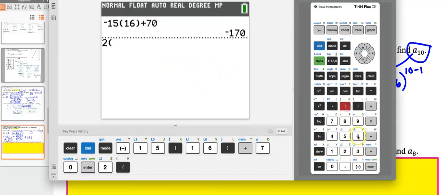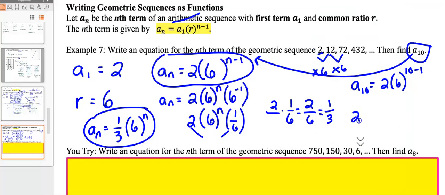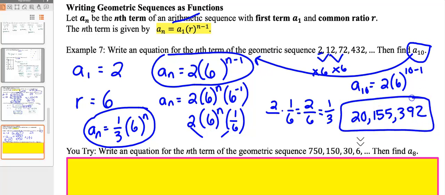So 2 times 6 to the 10 minus 1, which gives us a massive number. Because if I were to multiply 6 over and over and over again 10 times, we would get this number. 20,155,392. That would be the 10th number if you multiplied by 6 10 times. All right, you guys try this last one, and we'll go over the answer.